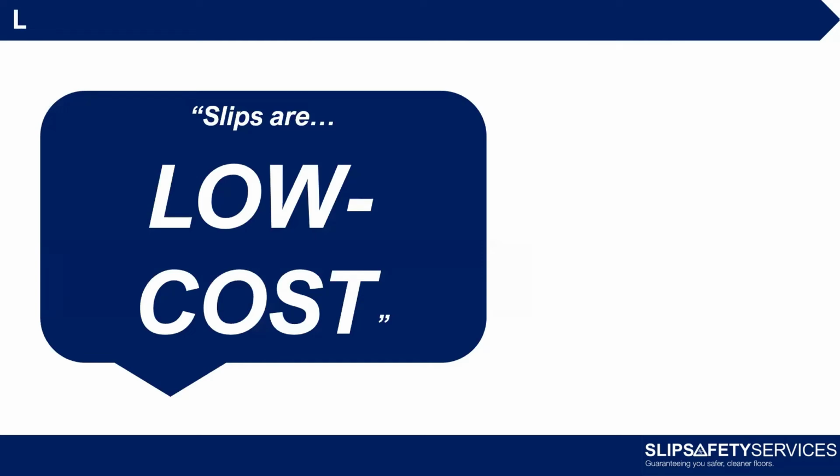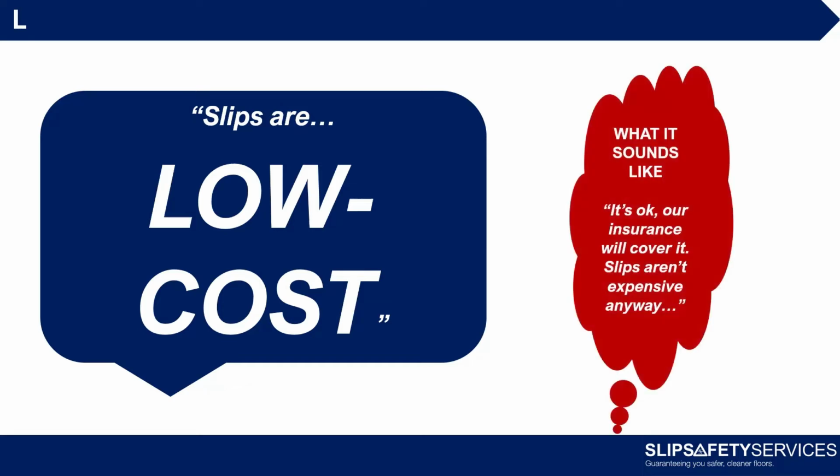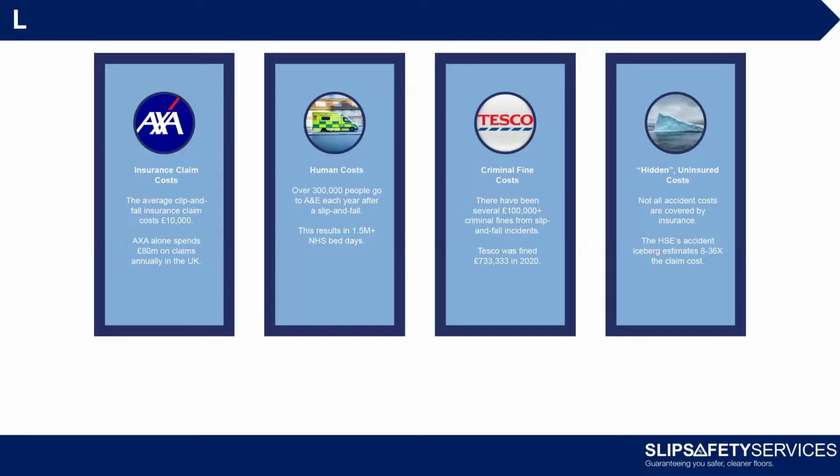The L in slip is that slips are low cost. So what does this sound like? It's okay, our insurance company will cover it. Slips aren't expensive anyway. We've kind of covered a bit of this in the introduction, but to give you an idea, we work with AXA, and there's an article on AXA's website where it says, I think from 2018, that slips was their number one cost of claim, which was 80 million. Their number two cost was manual handling, which was 30 million, and then everything else was below that.